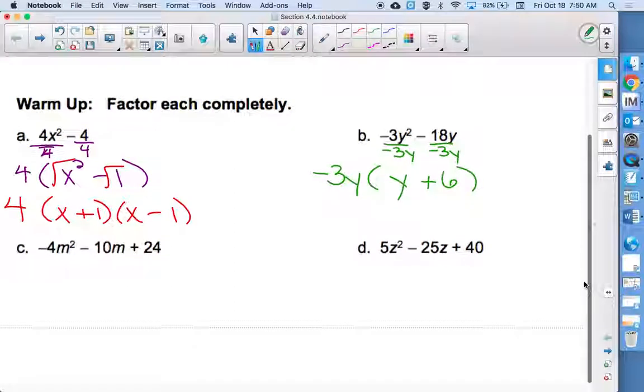Letter C, we have negative 4m squared minus 10m plus 24. Nina, what could we do with letter C? You can divide by 2. Yeah, you could do a 2. Because this is negative, you could also do a negative 2. So either way, but generally when we have a first term negative, we pull the negative out with it, but either way it could work. So I'm going to pull out a negative 2.